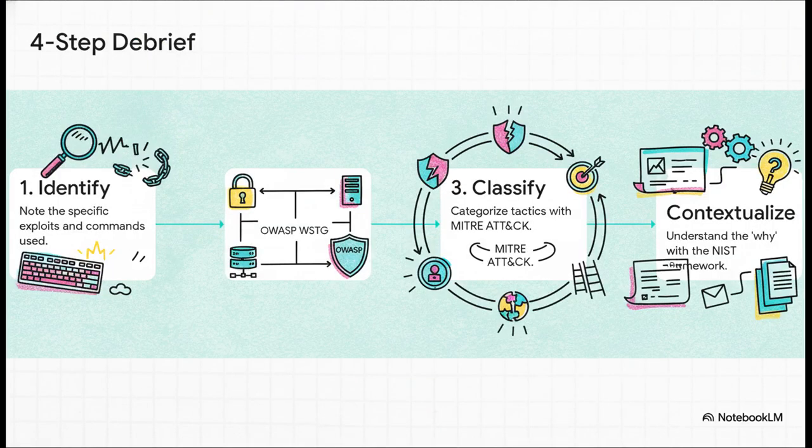And here's how you do it. It's a simple 4-step process. First, identify the exact commands and exploits that worked. Second, map them back to OWASP. What specific weakness did you take advantage of? Third, classify your tactics using MITRE. Was it initial access? Privilege escalation? What was it? And finally, contextualize it with NIST. Why did the defenses fail in the first place? This simple process turns what feels like a chaotic hack into a beautifully structured lesson.